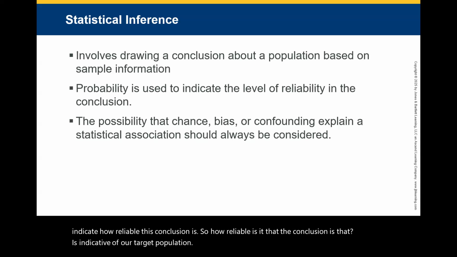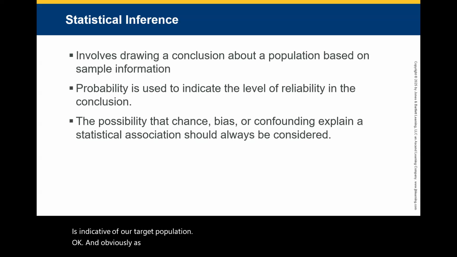And obviously, as we've talked about in previous chapters, chance, bias, and confounding variables all can influence or impact that association.